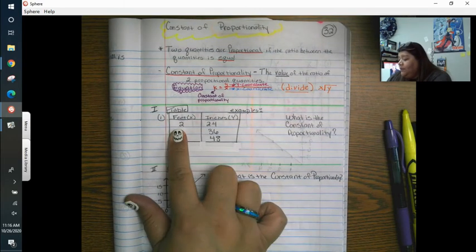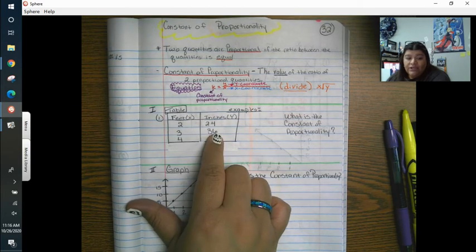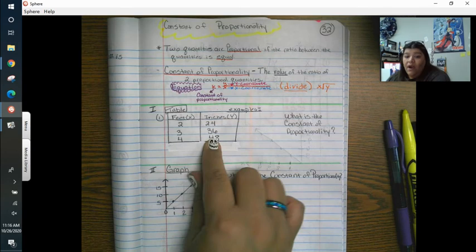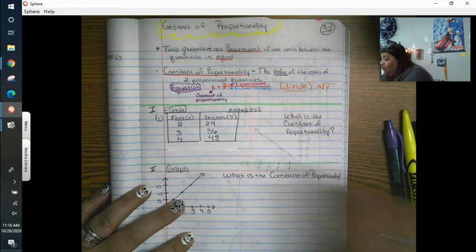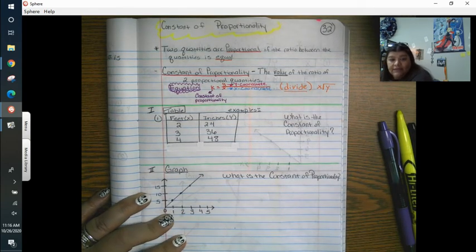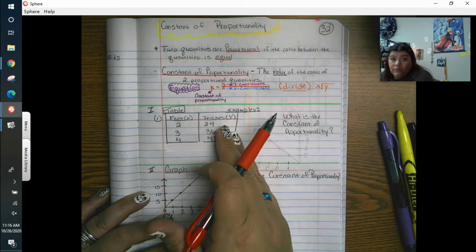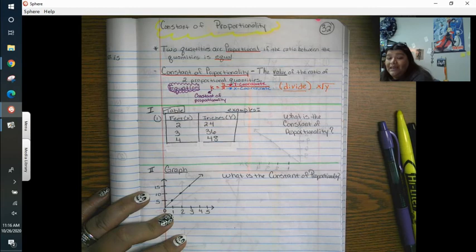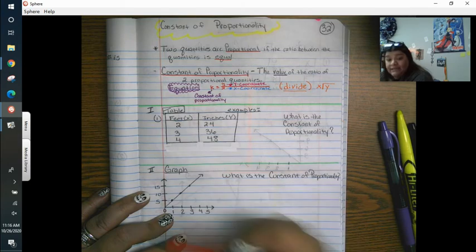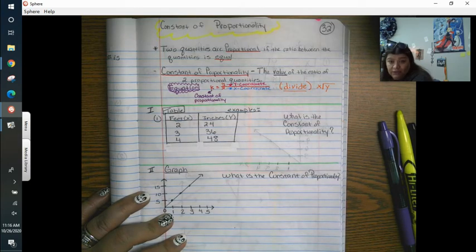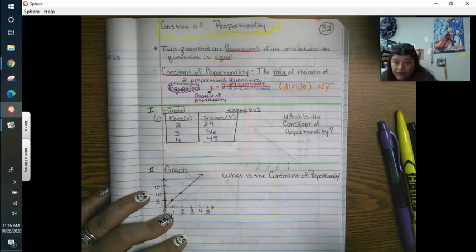All right, so here we're doing feet. This says 2 feet is 24 inches, 3 feet is 36 inches, 4 feet is 48 inches. And they want us to find the constant of proportionality, okay? When you're given a table like this and they're asking for the constant of proportionality, they're already telling you that this table is proportional, okay? So you can actually pick any set of numbers. I can pick the 2 and 24, the 3 and 36, or the 4 and 48, and I'll get the same answer. But to prove it to you, since we're just starting this, I'm going to do all 3 of them, all right?